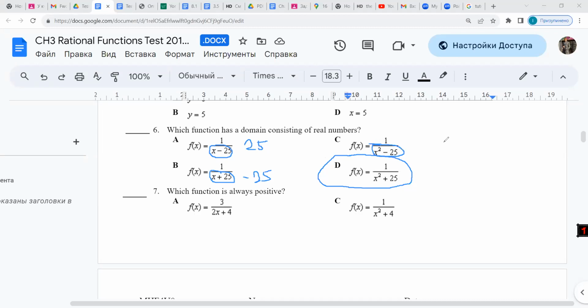For this one, there is a square root of 25, which gives us 0 in the denominator. But the final one, D, has x squared plus 25. What you're supposed to see here is that no matter what number you take instead of x, the denominator is always going to be positive, because any number squared is positive. We add a positive number to it, so the result would always be positive. Thus, there is no way for us to get 0 in the denominator here. So answer D. Is that clear?